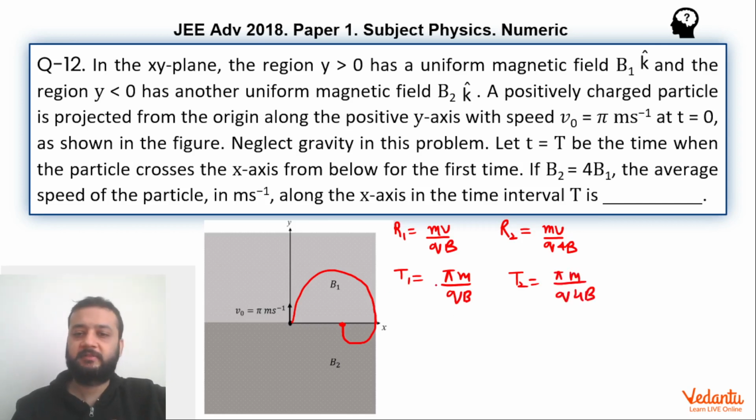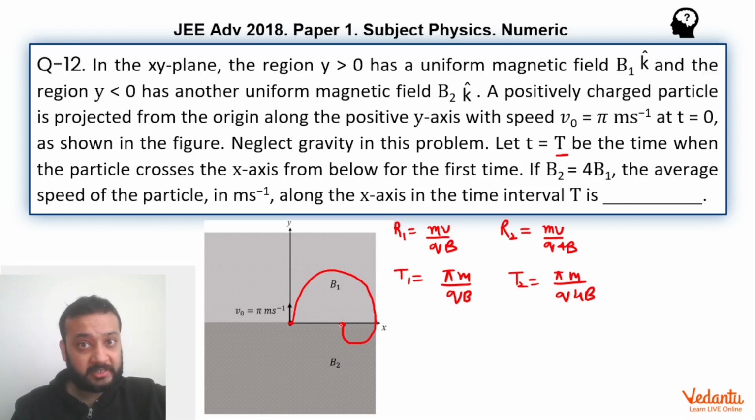So this will be the total time. T1 plus T2 is capital T. Now the catch is you have to find the average speed along the x-axis. So there can be two interpretations. Let's see what is happening along the x-axis. If you see, the particle is going like this, the particle is going like this.